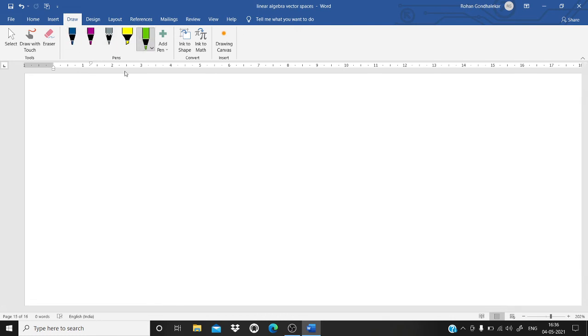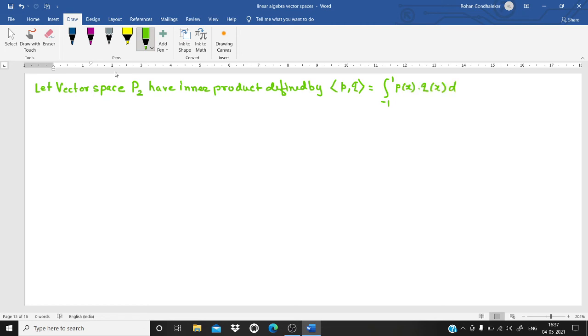Let's do one more example where the inner product is different. Let vector space P2 have inner product defined by inner product of small p with small q equal to integration from minus 1 to 1 of p of x into q of x dx, where p and q are elements of the vector space P2. What is vector space P2? P2 is a vector space of polynomials.